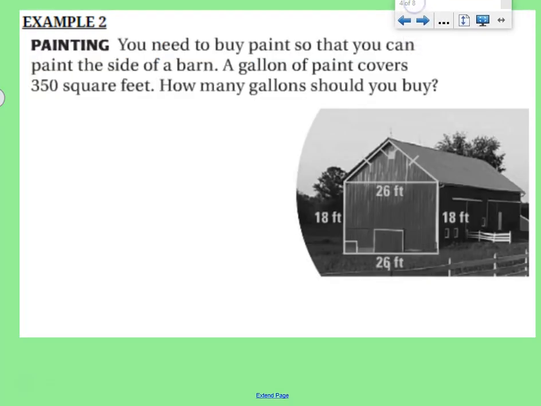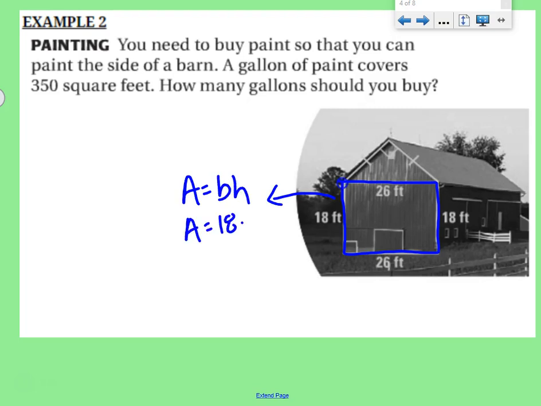Next piece, example 2: you need to buy paint so that you can paint the side of a barn. A gallon of paint covers 350 square feet. How many gallons should you buy? So we have two pieces that make up the side of the barn. This rectangle: area is base times height. So we would do area equals 18 times 26, and we would get that the area is 468. Our units are feet squared.